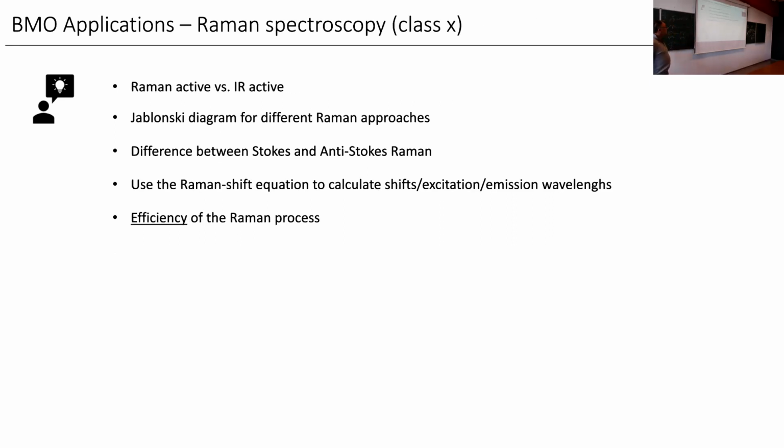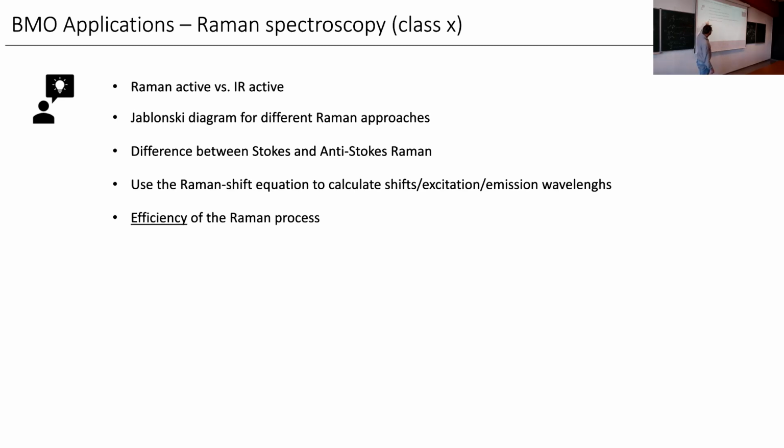For Raman spectroscopy, Raman's class, I want you to know what the difference is between Raman active molecules and infrared active molecules. I want you to be able to draw the Jablonski diagrams for these different processes and explain what's going on with these diagrams, of course. And the difference between Stokes and anti-Stokes.